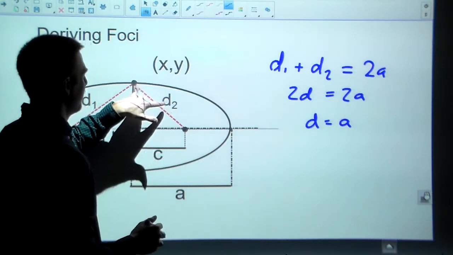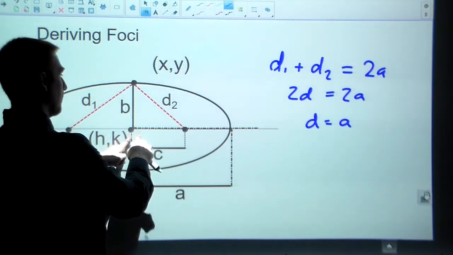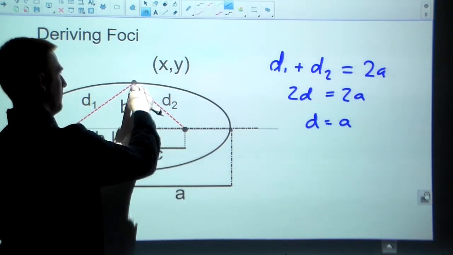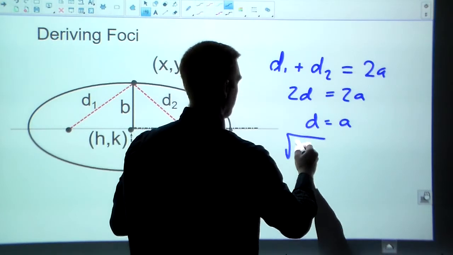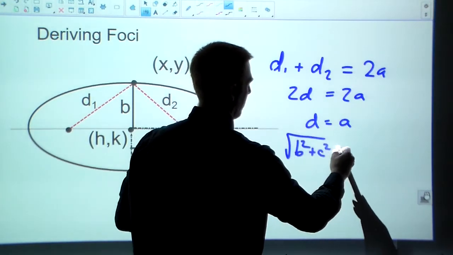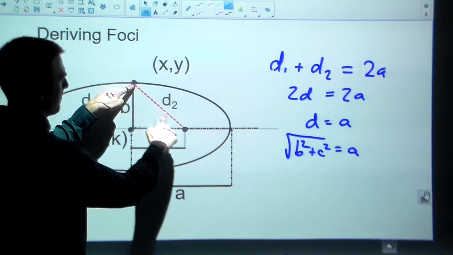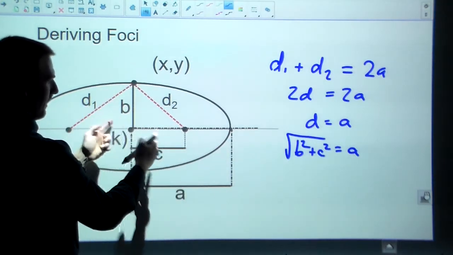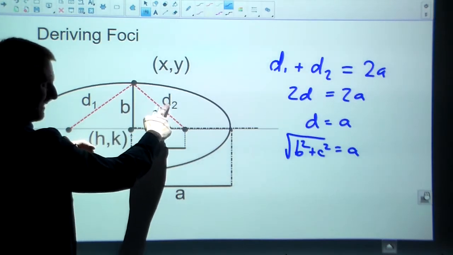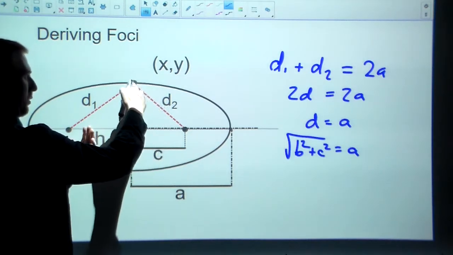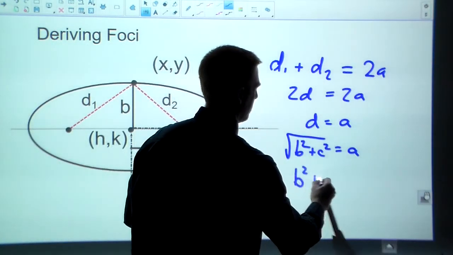So that means this distance would be, through the distance formula, the square root of this b squared plus this c squared. So the square root of b squared plus c squared is a. Okay. Again, that distance, if you do the Pythagorean theorem, this squared equals this squared plus this squared. So the distance itself is the square root of these two parts. All right. Now I want to go ahead and square it.